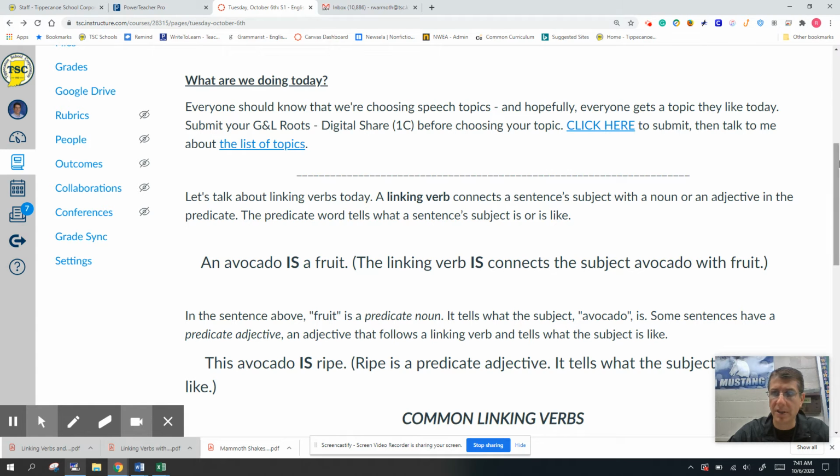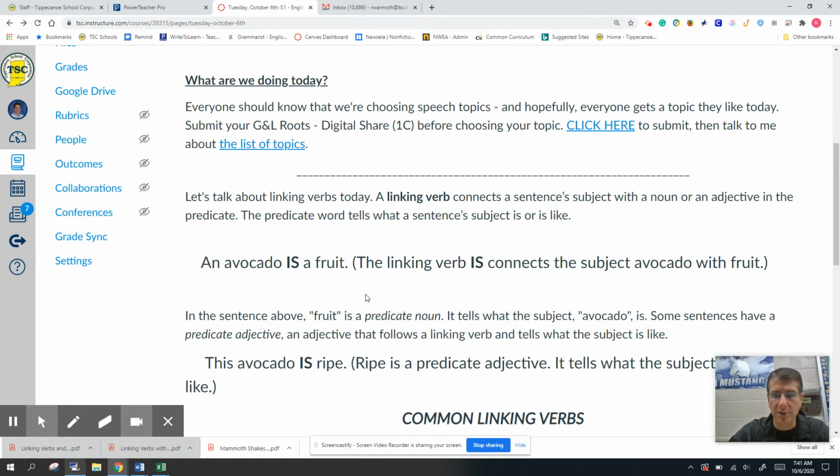Okay. The second thing we need to do today, and I don't know when we're going to fit this in, but we'll fit it in. I don't know what should happen first. Probably this should happen first. Linking verbs review. So we talked about action verbs a little bit last week. Words that show action. This is a little different. Linking verbs connect subjects with other words in sentences.